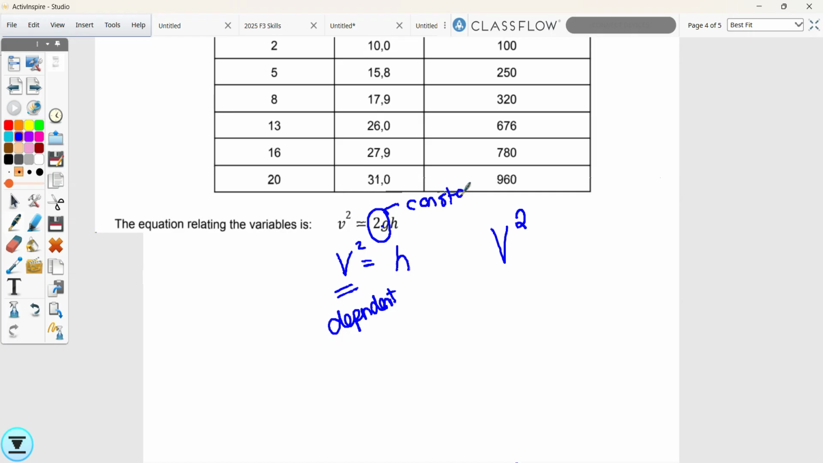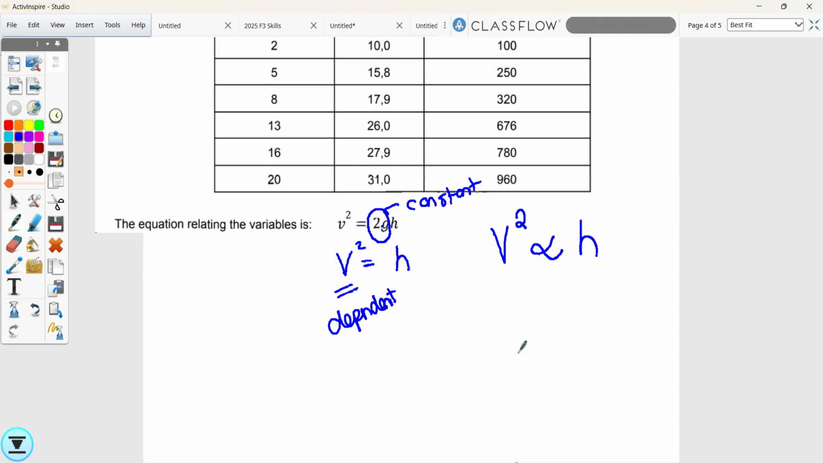And please, this is important for the test: to spot the constant. So the 2G is the constant. If I leave out the constant, what does the equal sign change into? Whenever you take away the constants, the equal sign can change into a direct proportion. So V squared is directly proportional to the height.